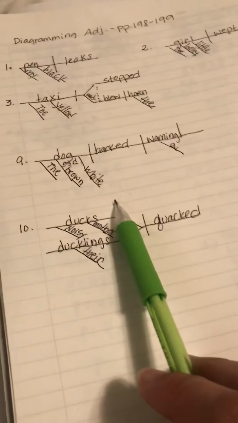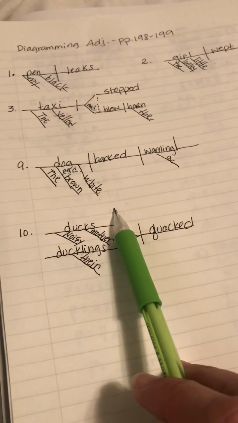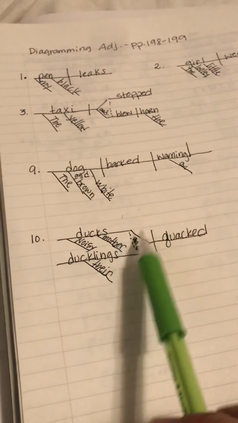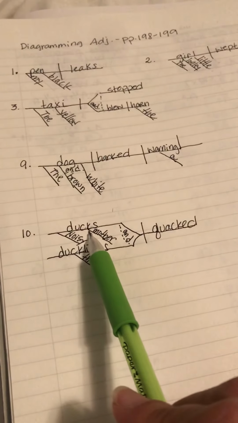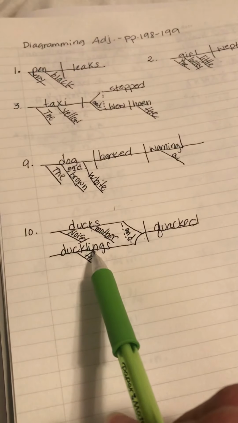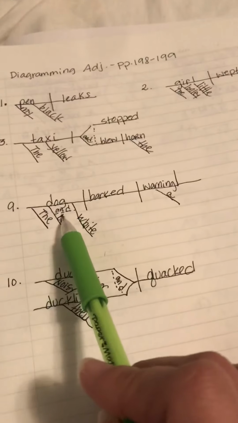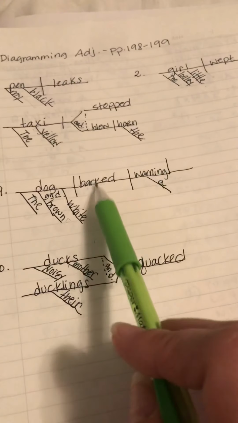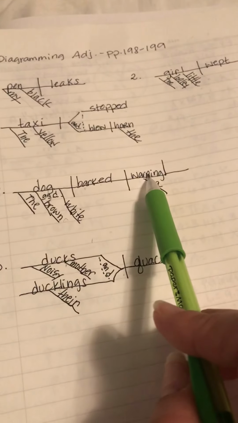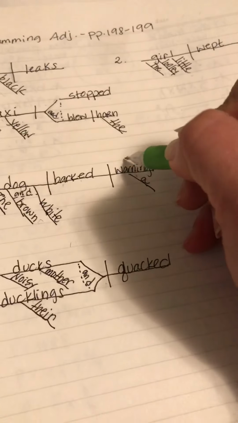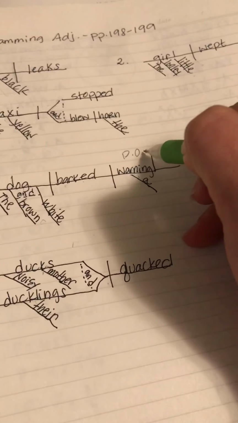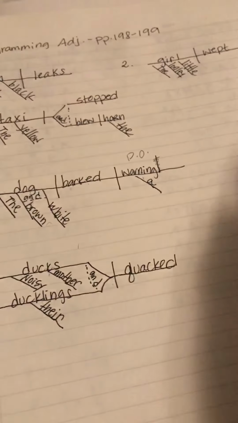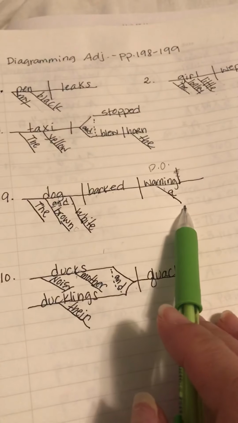Skip down to number 9. Number 9 says, the brown and white dog barked a warning. The dog barked. Dog is the subject, bark is the verb, and then what did bark? A warning. So that is going to be a direct object, right? So I'm just going to put direct object, so kind of emphasis. Sorry about that line, that doesn't go there. A warning, that's an adjective there.